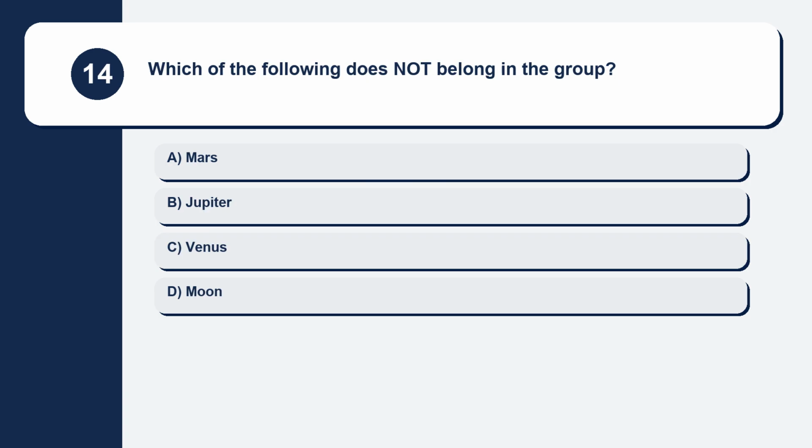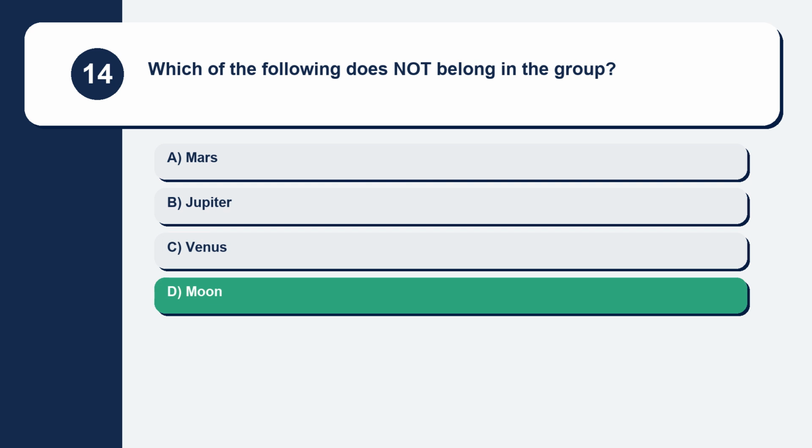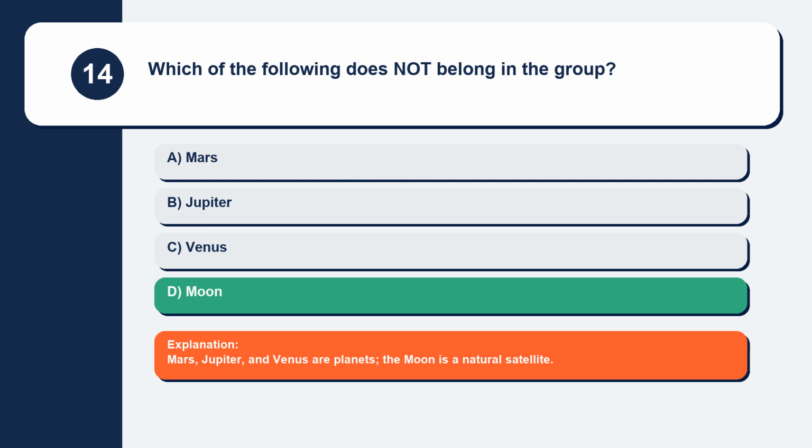Question 14. Which of the following does not belong in the group? Mars, Jupiter, Venus, Moon. Mars, Jupiter, and Venus are planets. The Moon is a natural satellite.